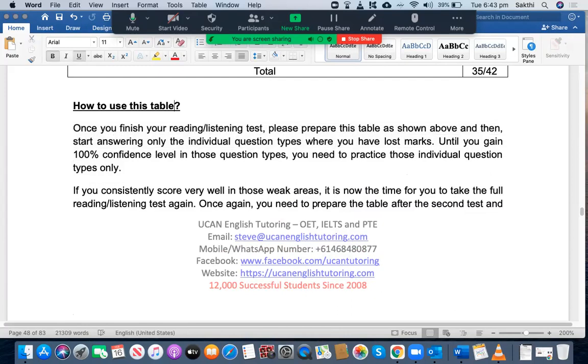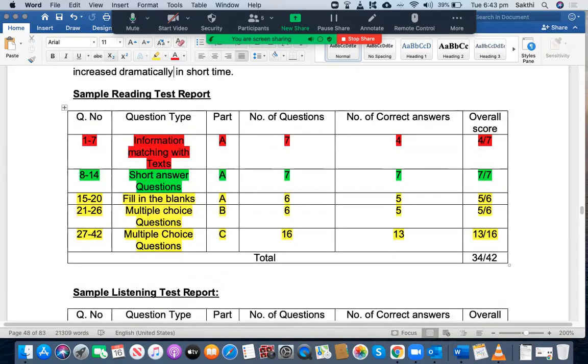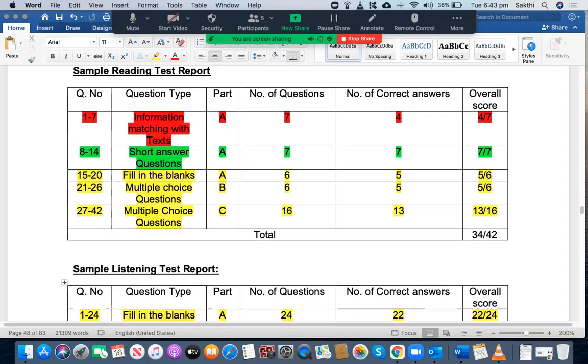For example, let's go to the reading section. When you look at the reading section here, we have got the red one, isn't it? So we have got only 4 correct answers, right? It's not that good. We have got only 4 out of 7, which means before you take the next reading test, you should have practiced this particular question type well enough, and then you should have got consistently 100% marks, before you take up the full part A of the reading test once again. Do you guys understand what I mean?